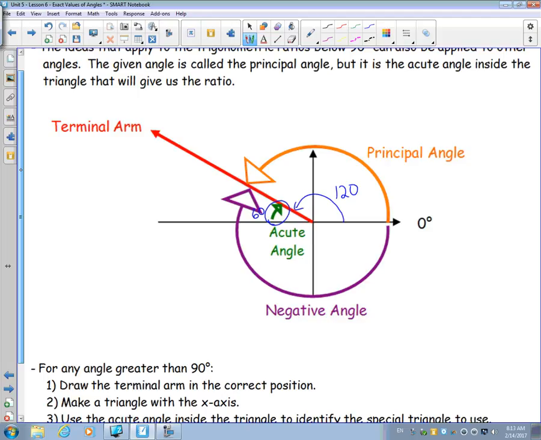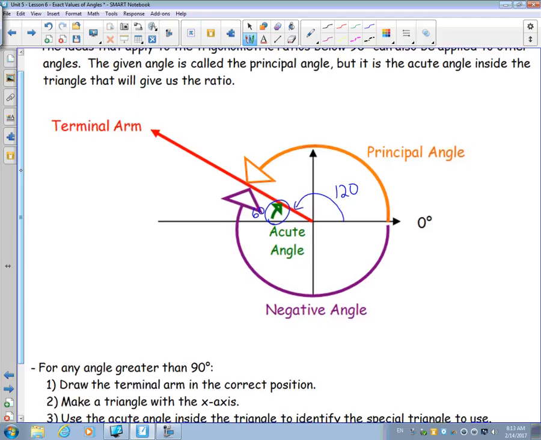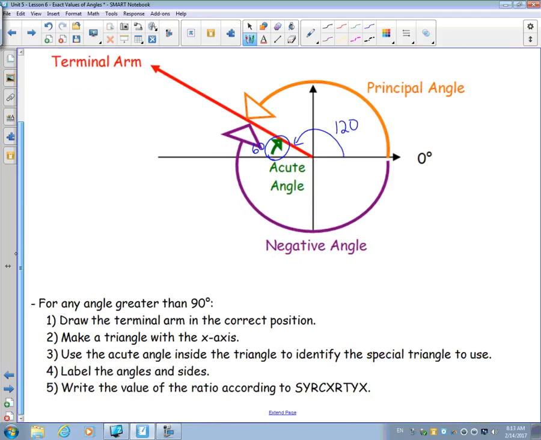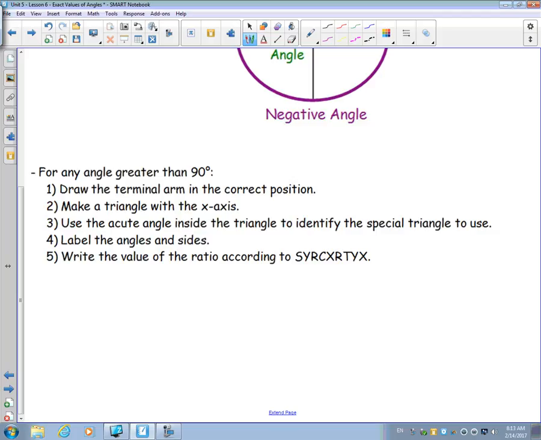The angle that's inside the triangle, the acute angle, is going to give us our ratio, but it's always related to the principal angle, the one we actually want. And so a couple of steps here for you, 5 of them. We're going to draw the terminal arm in the correct position, so you have to rotate counterclockwise as far as you need to go. You're going to make your triangle with the x-axis always, right? So make sure we have a triangle. We're going to use our acute angle inside the triangle, that would be the one down in the corner. We're going to label the sides and angles using our special triangles. And then we're going to use Sir Sixertex to find our answer.